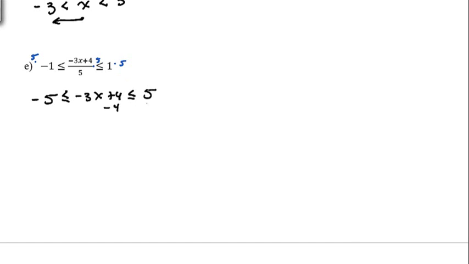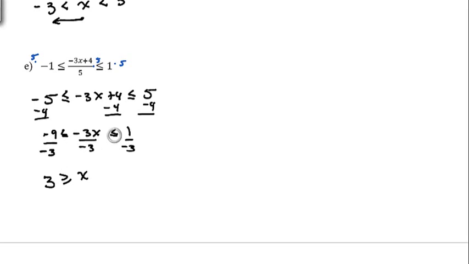Now we're going to subtract 4. We get negative 9 is less than or equal to negative 3x is less than or equal to 1. And then divide by negative 3. And negative 9 divided by negative 3 is positive 3. And reverse the direction of this because we divided by a negative 3. And then reverse the direction of this, so that's going to be greater than or equal to negative 1/3.